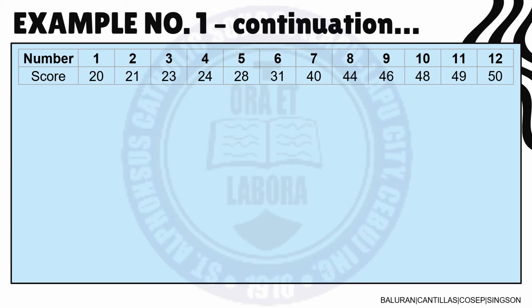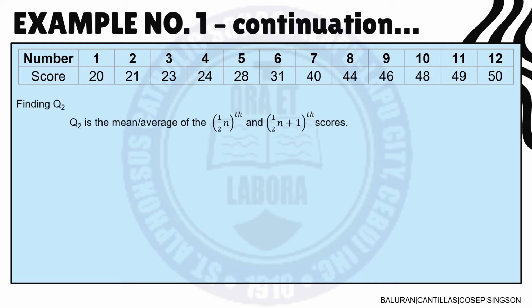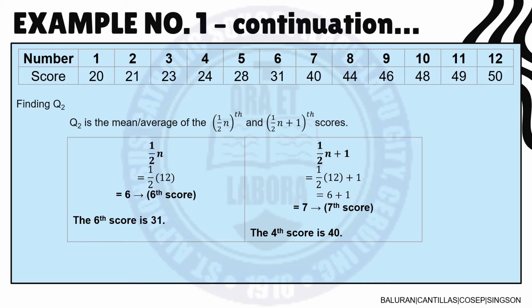Next we have to solve the second quartile. The second quartile can be solved using the two formulas 1/2 times n and 1/2 times n plus 1. We will first use the formula 1/2 times n. So n is 12, 1/2 of 12 is 6. Therefore, we will locate the sixth score from our data and it gives us 31.